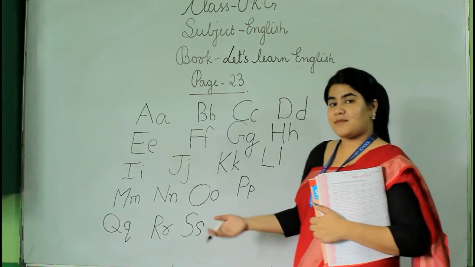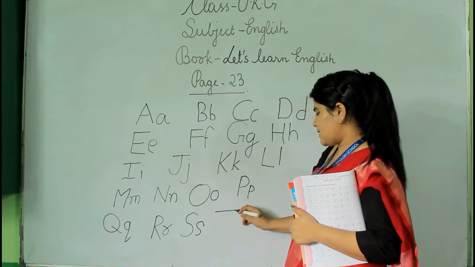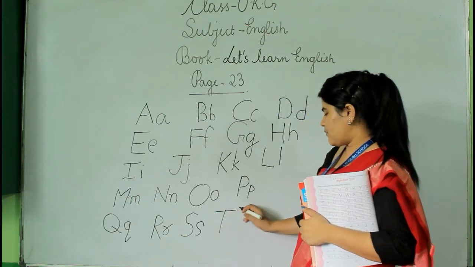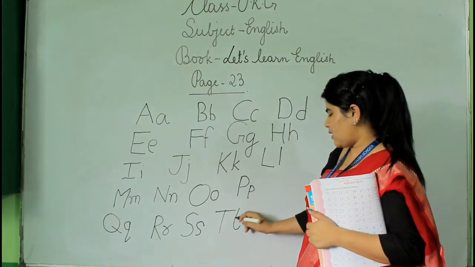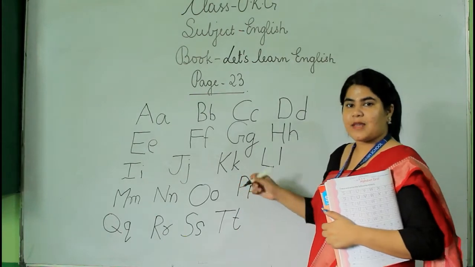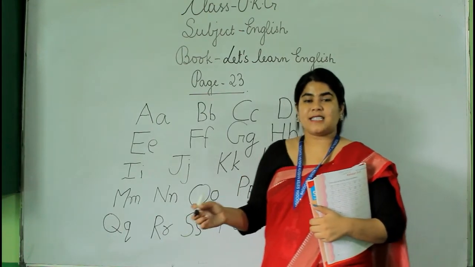After S, what comes after S? It's T. Sleeping, standing. For small letter in this way, a curve. Standing, then a curve. Okay. T is for tiger, T is for dog.